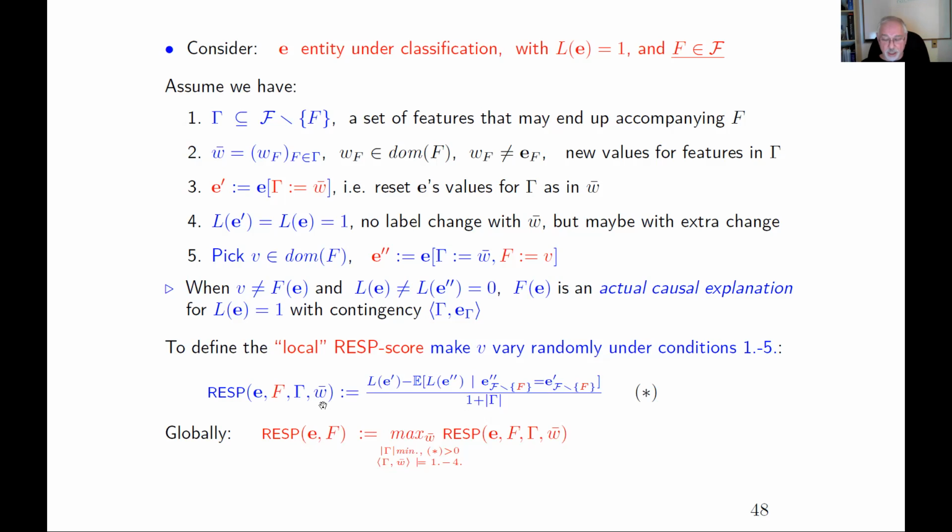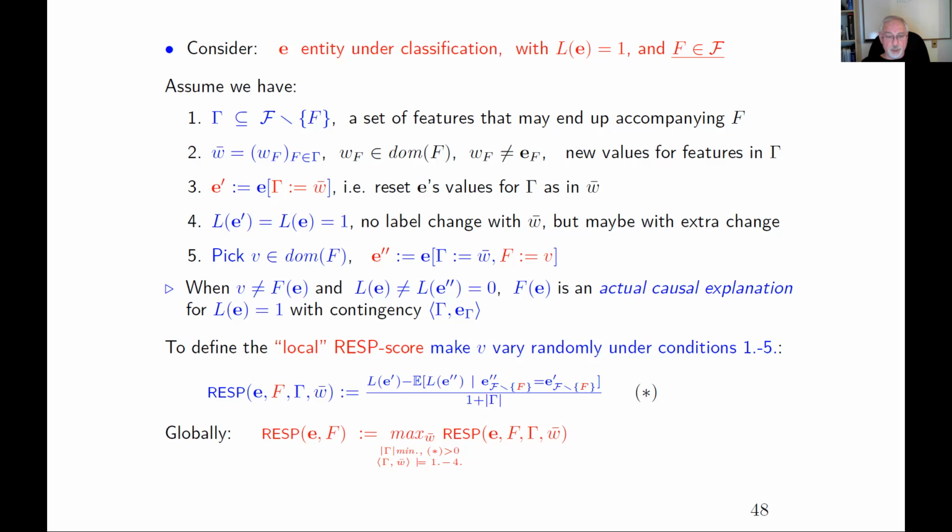So in the end, in order to get the responsibility score for the feature at hand for this entity, basically we take the maximum of these local responsibility scores under the condition that this gamma has to have a minimum size, that this is greater than 0, so there is a difference between the original label and the expected value, and the gamma and W, the values for the features in gamma, they have to satisfy the conditions that I skipped here, but they are all very natural. Basically, they were all illustrated in the previous example. So this is the RESP score.